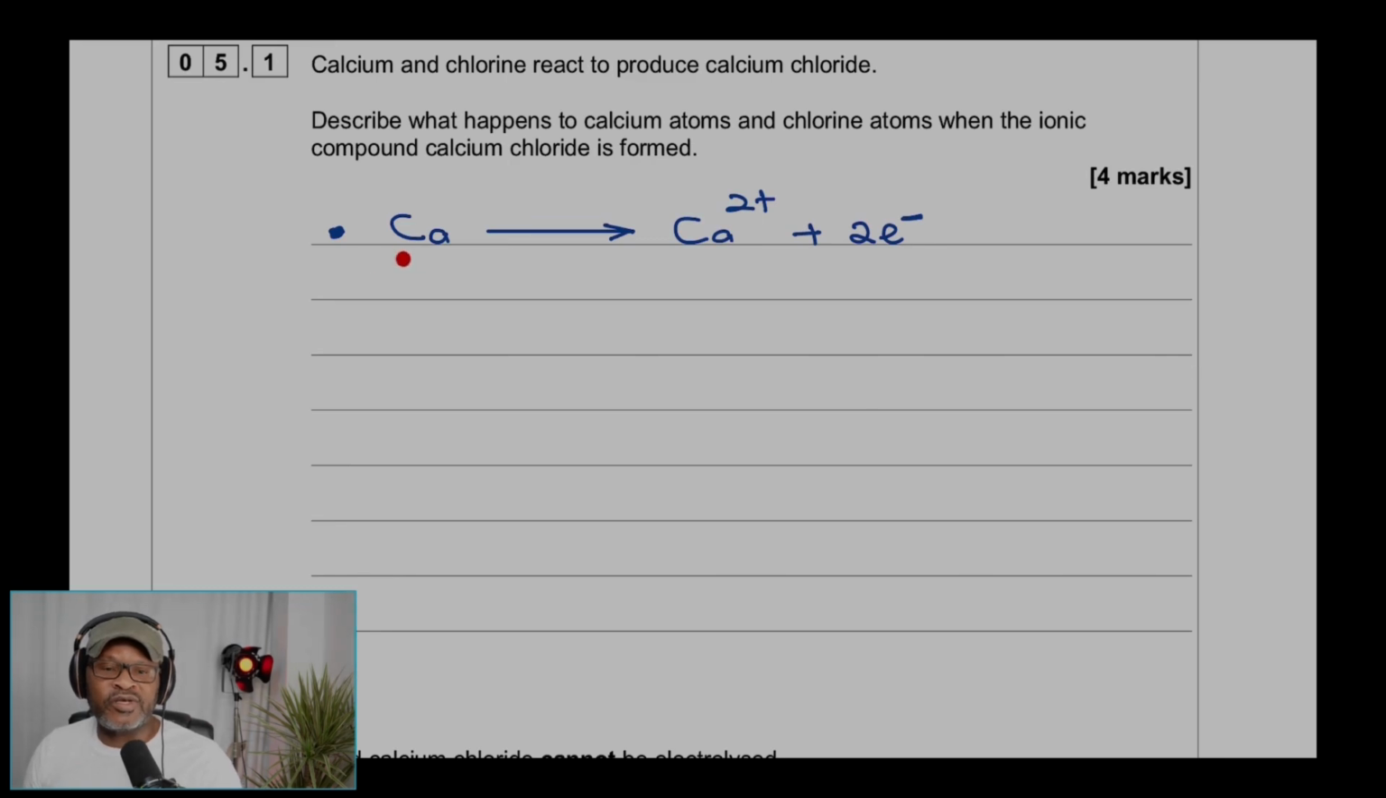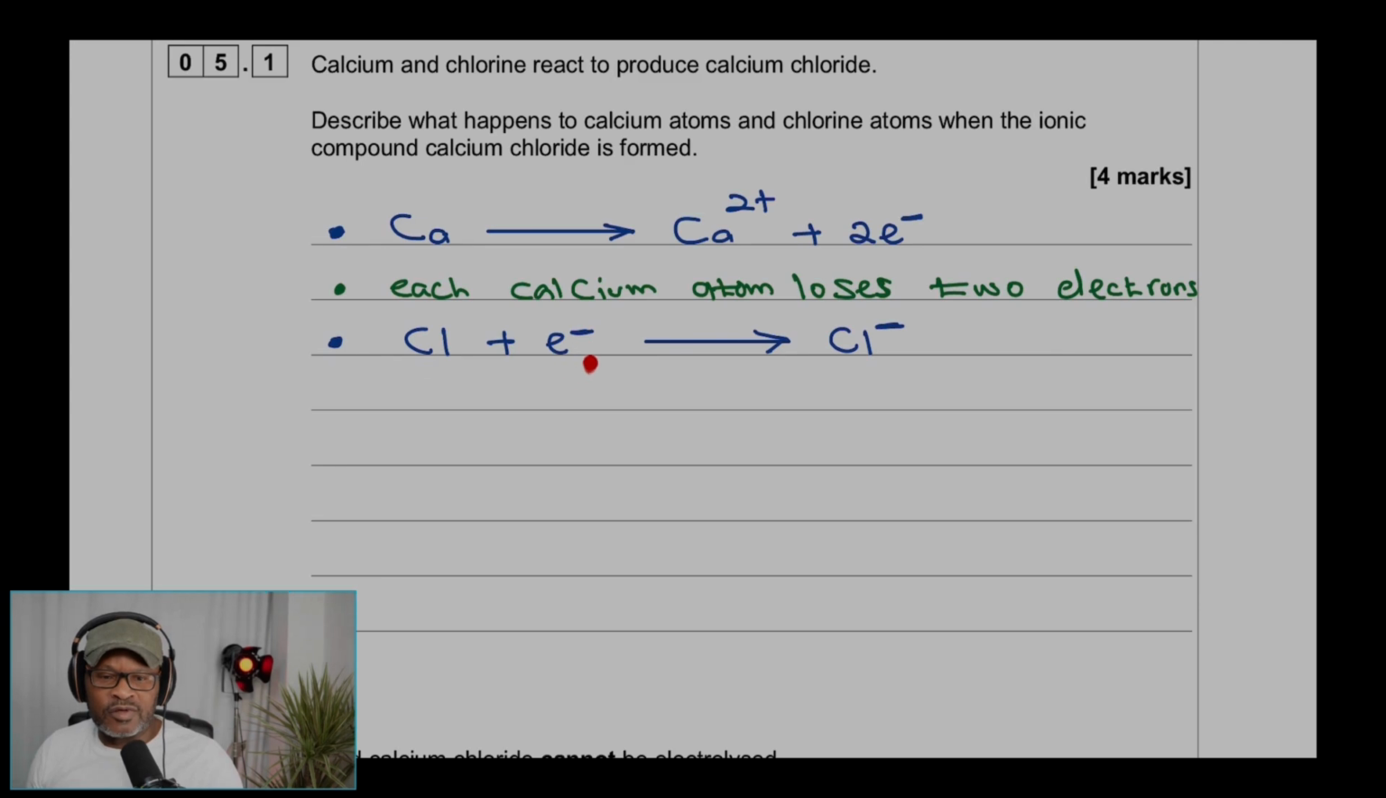So the first point is calcium will be losing 2 electrons. It's in group 2. It's a metal, so it loses 2 electrons. This is how we write it. Each calcium atom loses 2 electrons. Chlorine is in group 7. It needs 1 more electron to be 8, so it's gaining an electron from calcium to become a chloride ion.